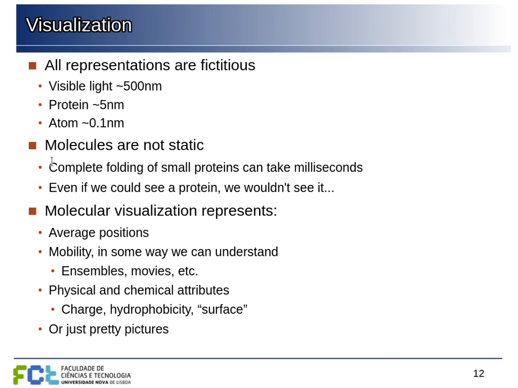And also these molecules are not static. The folding of small proteins can take milliseconds, so they are vibrating at speeds that are way beyond what we could see, even if we could amplify the image and look at it. So basically these visualizations represent average positions. We can represent mobility by showing families of different structures, and we can use colors and other attributes of the image to represent physical and chemical attributes of the molecule.